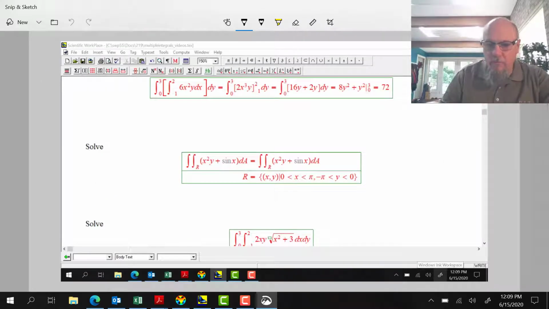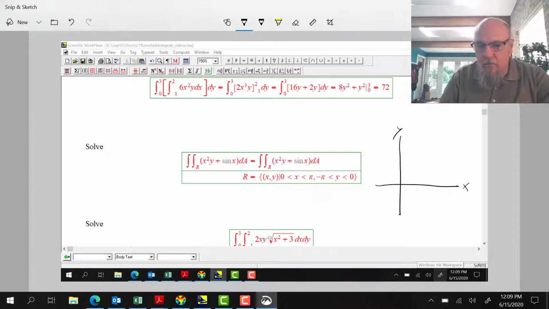So if I'm drawing this region, x goes from 0 to pi. So in here, y goes from minus pi to 0. So this is the region that we're talking about.